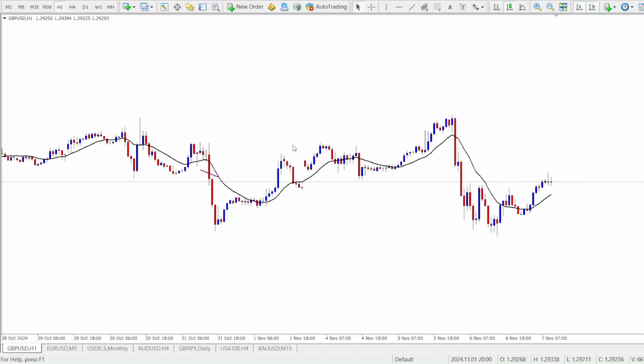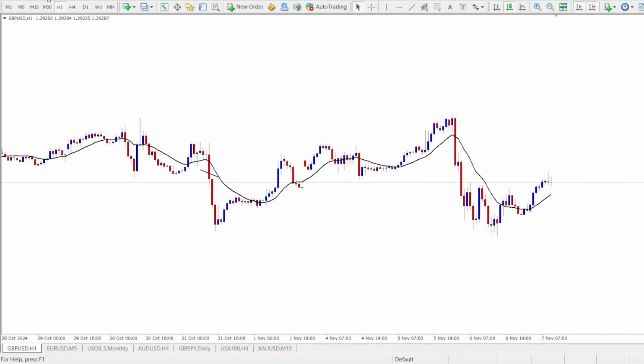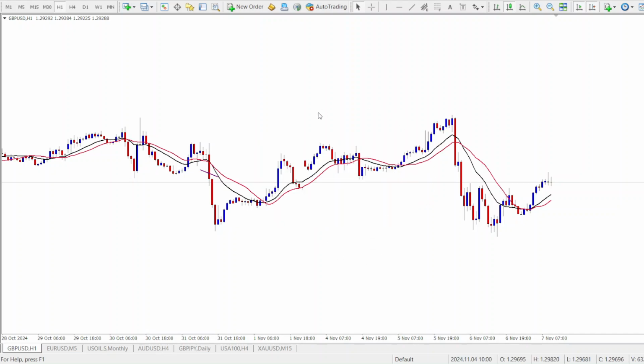Okay, now let us just do a very practical example. We can see that this is period 20, right? This is period 20. Now I'm just going to add on another moving average. I'm going to add on the SMA with the same period 20 and you're going to see the difference.